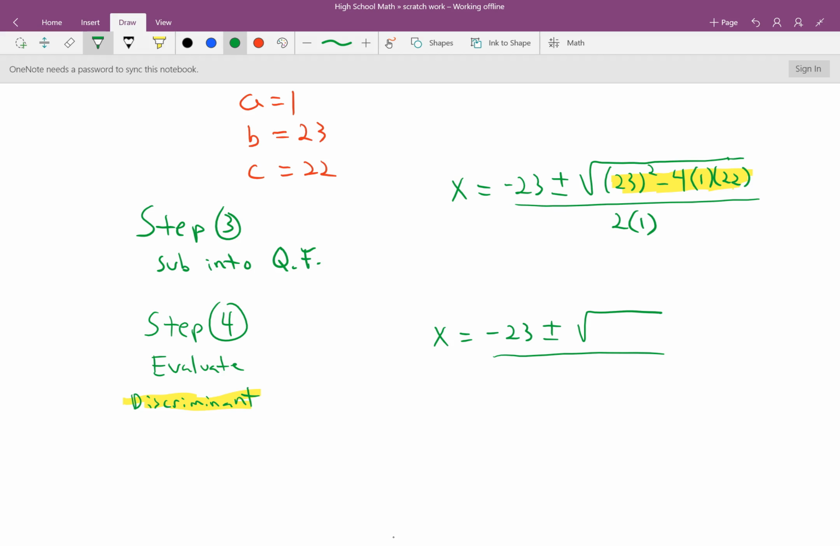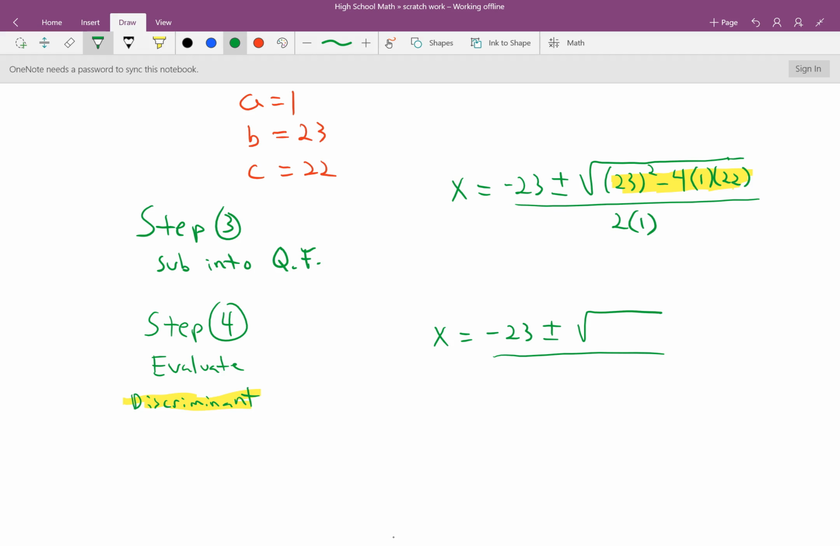Did anyone else get 529? Oh no, that's just one number. My bad. 441 sounds right. That's a perfect square. Oh, it's making me slow. Okay. 4 times 11 is 44, and then 44 times 2, 88. You got 441 as well. Did y'all get 441? Yeah, I believe I did as well.